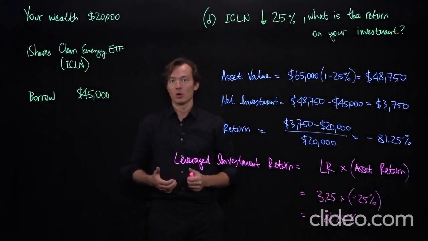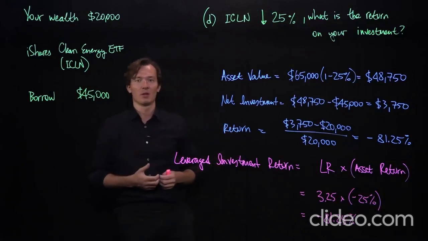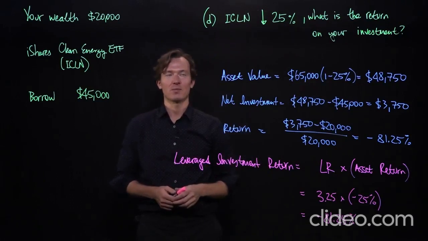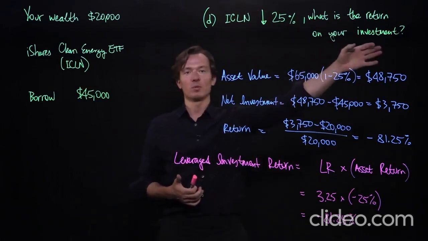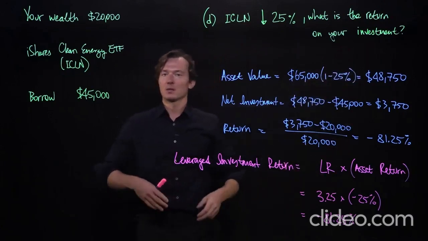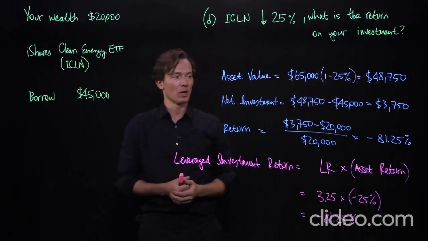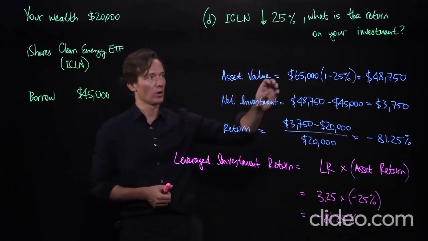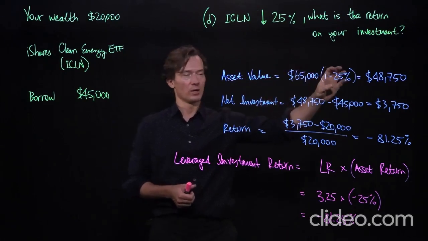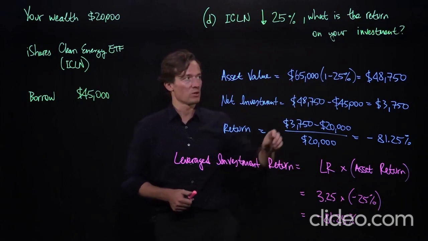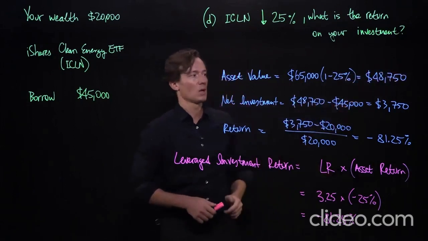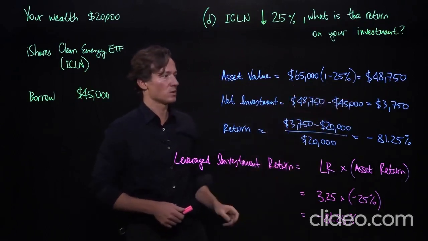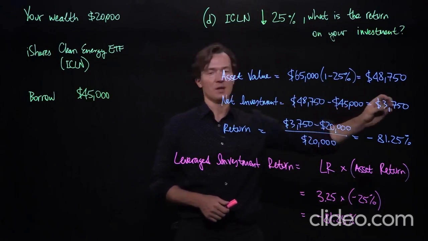Now assume, on the contrary, that instead of increasing in value by 25%, the value of this clean energy ETF declined by 25%. So in this case, what is the return on your portfolio? Let's do exactly the same two calculations to answer this question. First, let's compute the new asset value. This is our original value, now declined by 25%. So the new value is $48,750. The net investment then, this is the new asset value minus your borrowed amount. So the net investment is $3,750.